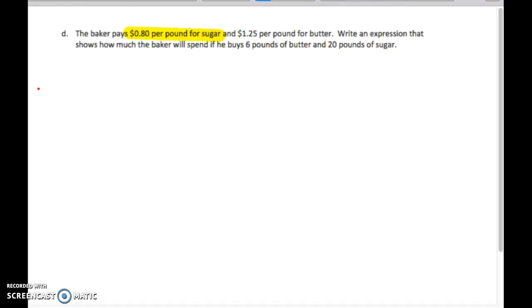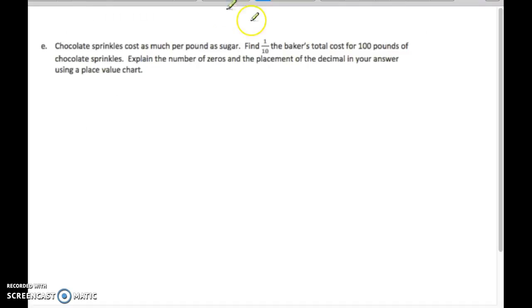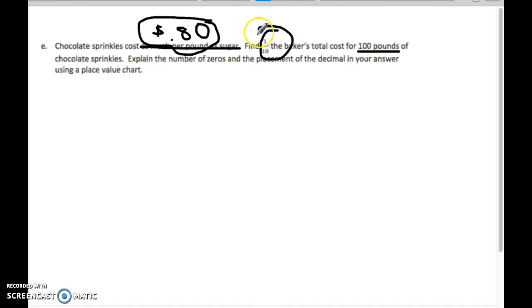Okay. The part we need to take away from D to go on to part E is this: 80 cents per pound for sugar, because as we look at the next question, it says chocolate sprinkles cost as much per pound as sugar. So another way I can do this is I can just cross this out and say chocolate sprinkles cost 80 cents. We need to find a tenth of the cost for 100 pounds of chocolate sprinkles. So essentially we're buying 100 pounds at 80 cents per pound, and then we want to find out how much is a tenth of that.